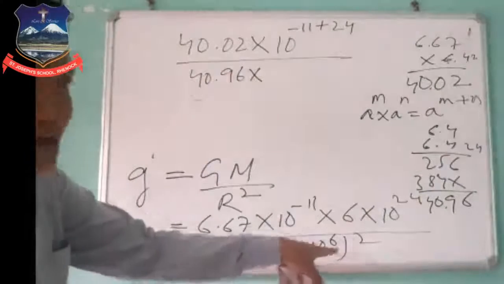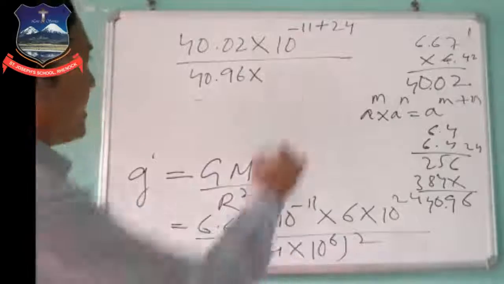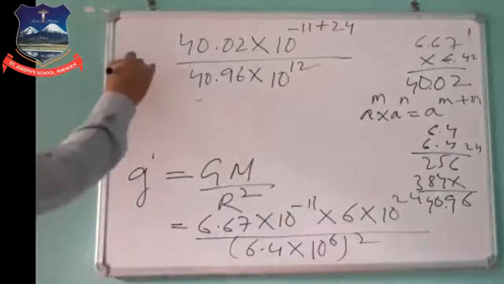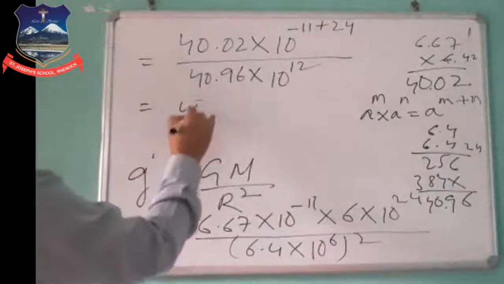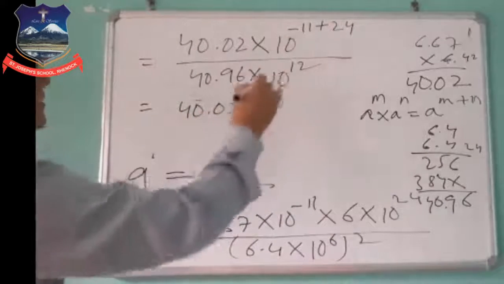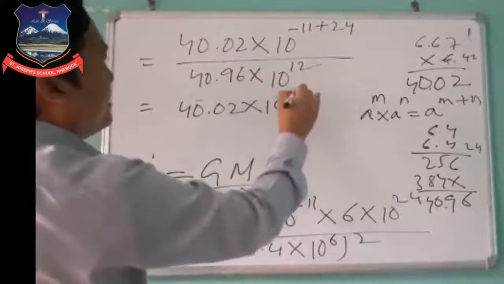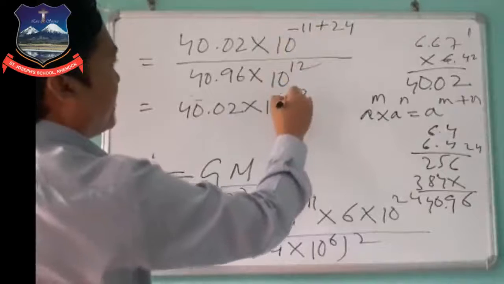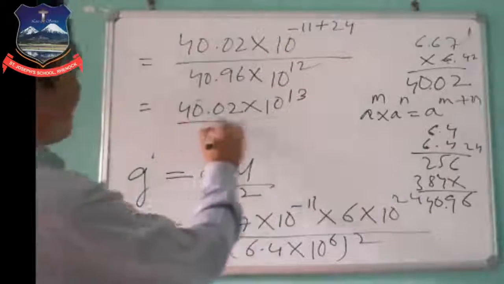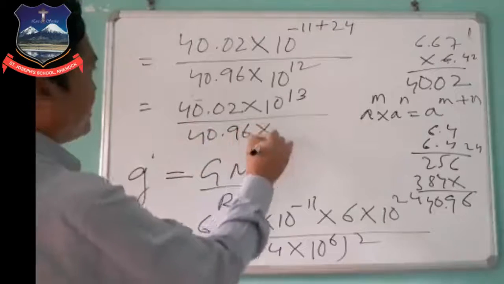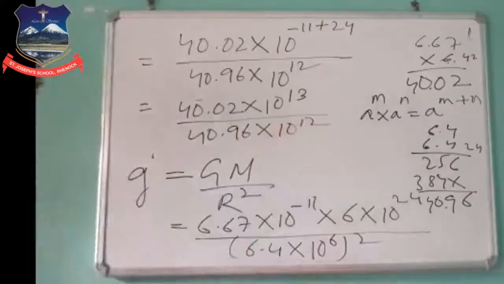a to the power m into a to the power n will be a to the power m plus n. Multiply that, so 10 to the power 6 into 6 is 12. Now 40.02 into 10 to the power of, subtracting here, 4 minus 1 will be 3, 2 minus 1 will be 1, equals 30, divided by 40.96 into 10 to the power of 12.